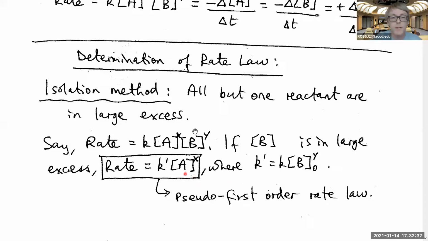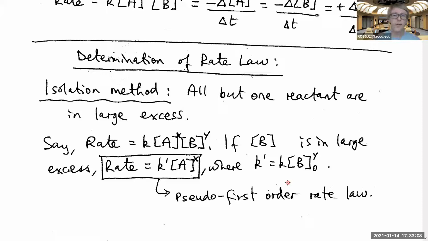So let's see. If that's a constant, we essentially isolate the rate in terms of a to the x, and we've altered the rate constant. K has now become k prime, where k prime is the original k, and it incorporates the b to the y. So we've absorbed b to the y into a brand new rate constant.